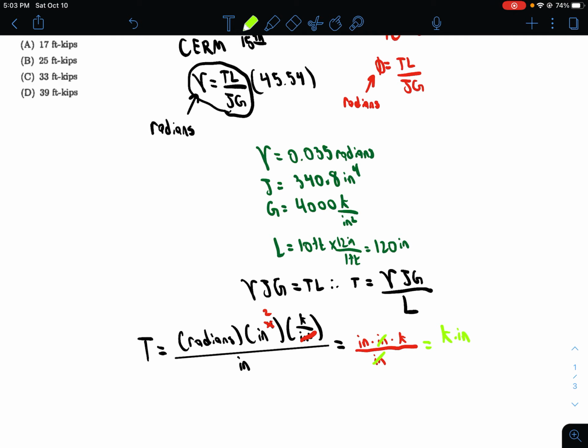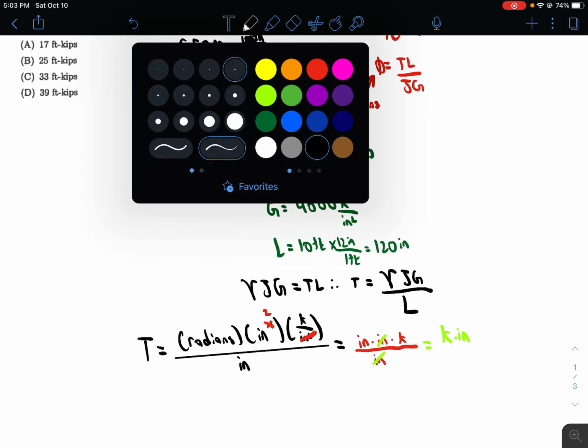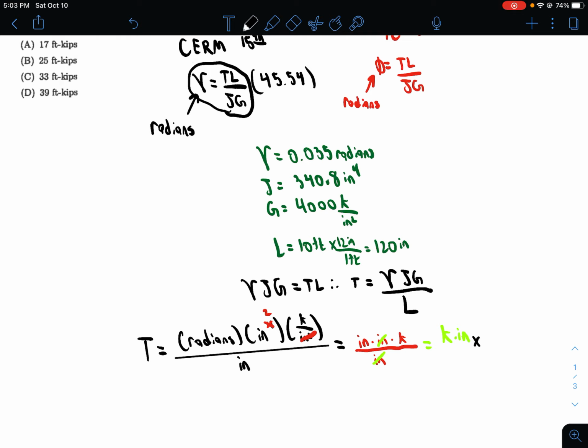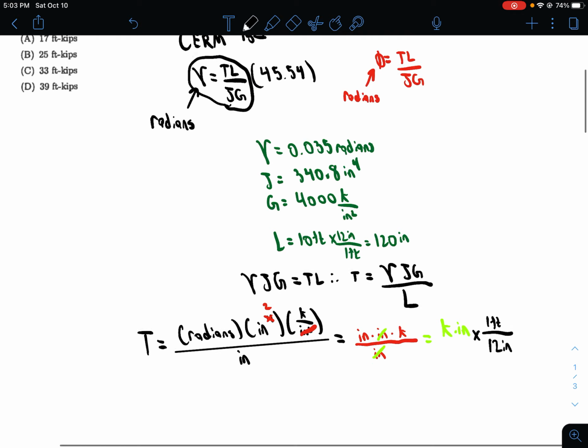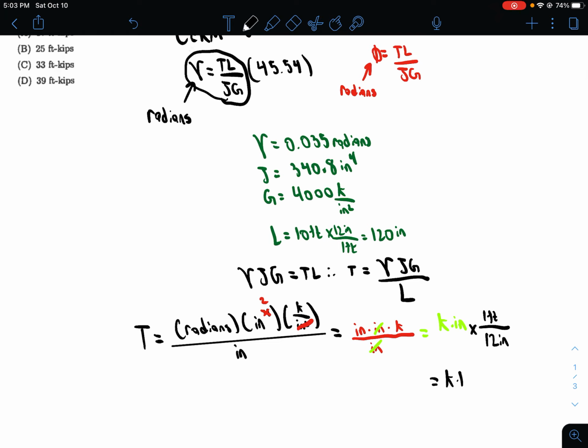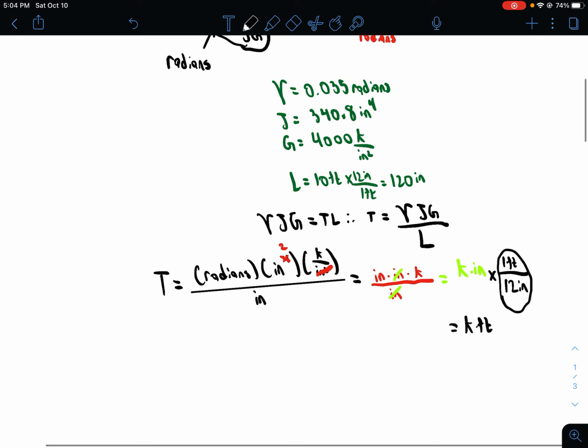However, I want kips feet, correct? So what I have to do then is times this by 12 inches, there's 1 foot, to get my answer in kip feet. So I'm going to have to remember this last part right here to divide it by 12 inches, or to multiply it by 1 foot over 12 inches. So let's go ahead and plug our values in.